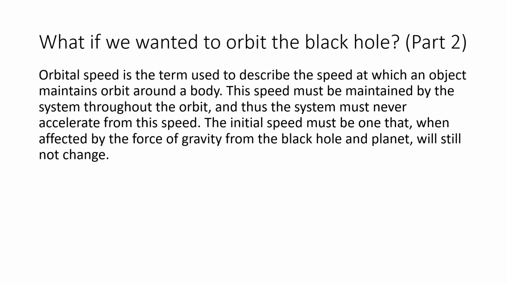And then for part 2, what if we wanted to orbit the black hole? If we wanted to do that, we would need something called the orbital speed, which is the term that's used to describe the speed at which an object maintains orbit around a body. It's a special speed that can never be exceeded or go less than it either, which means that whatever initial speed we find, it has to be one that, when affected by the force of gravity from the black hole and planet, will still not change.